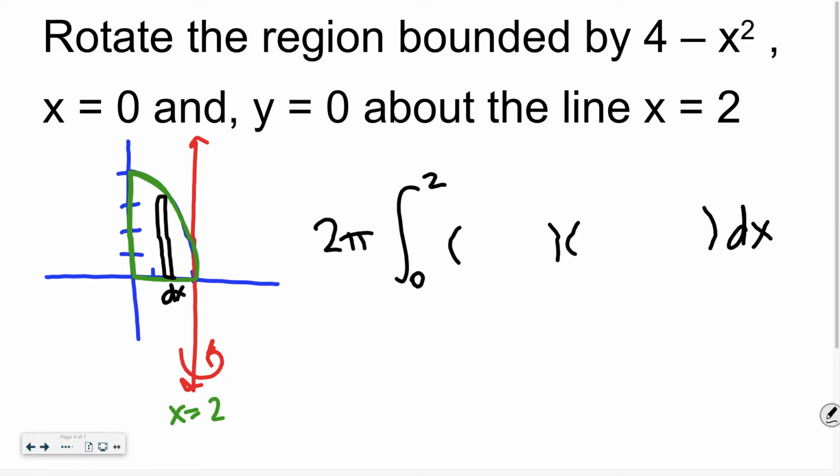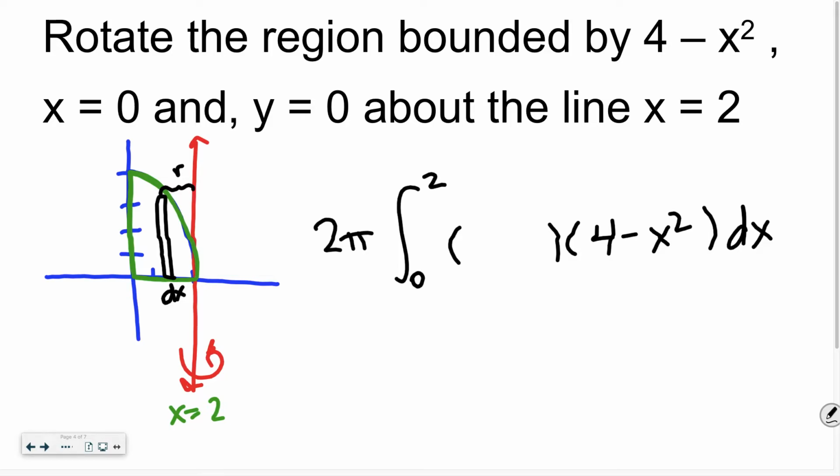So let's first worry about the height. That's the easy part of this. That's the familiar part, maybe I should say. The height of each of these rectangles, top minus bottom, is just the 4 minus x squared because it goes to the x-axis. Okay. If we were rotating around the y-axis, our radius would be x. But now that we've changed it to x equals 2, we need to consider how far away each of these rectangles are to the axis of rotation.